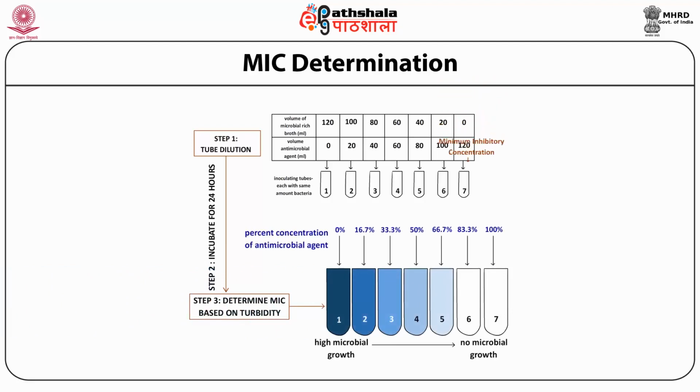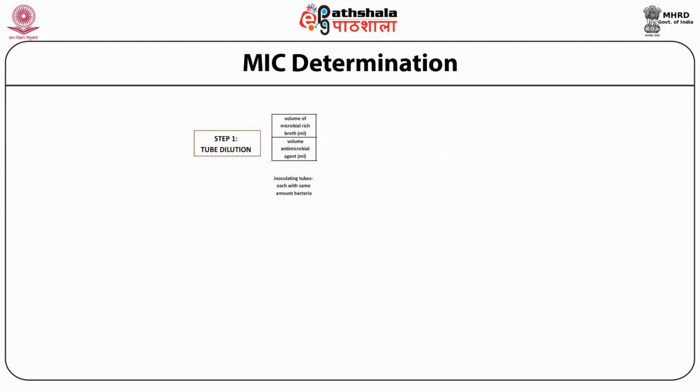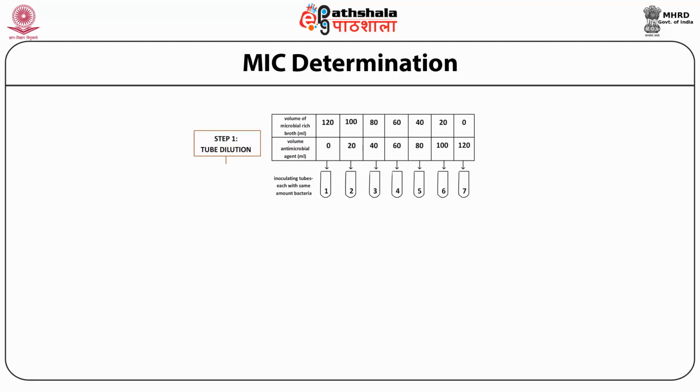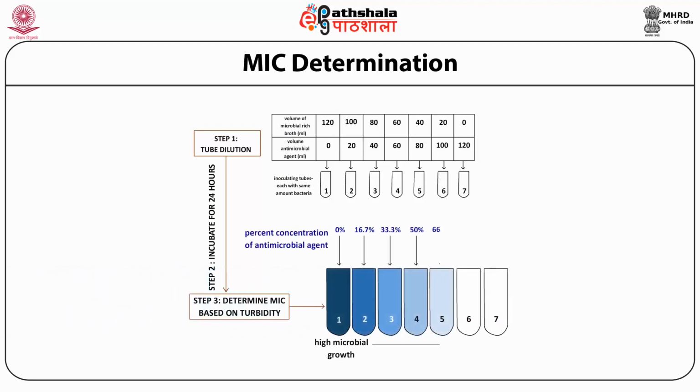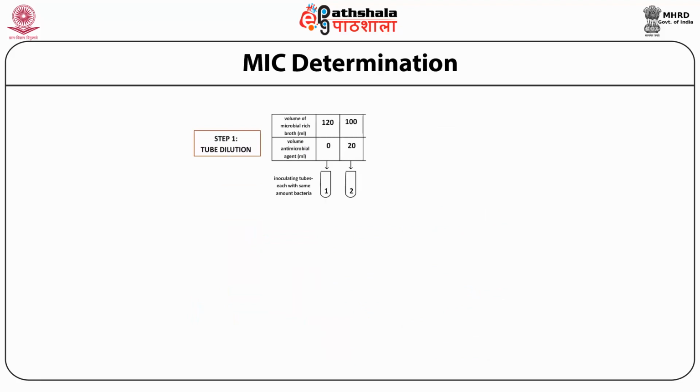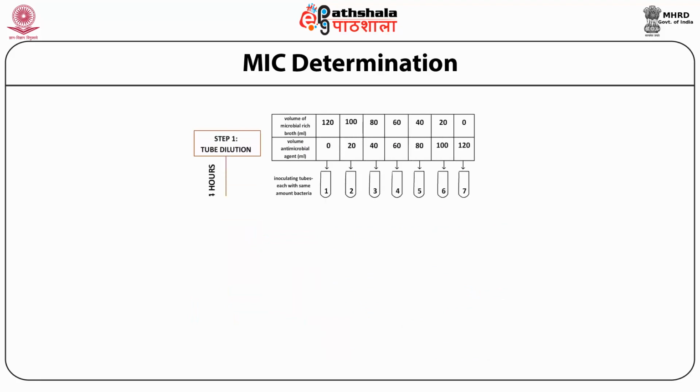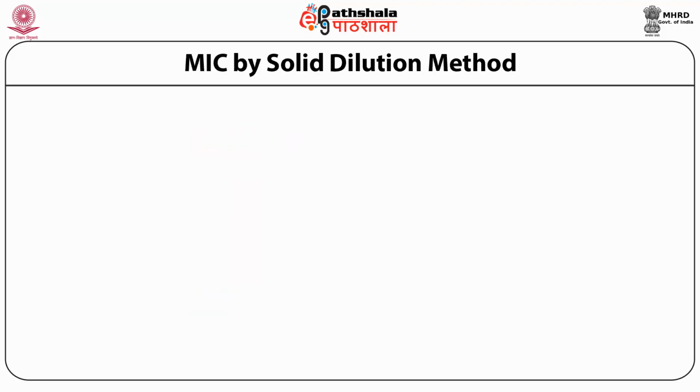Now you can see in the figure that at a concentration of 83.3%, there is no growth of bacterial cells. That means the MIC of the disinfectant is 83.3%. In tube number 6, you can find no growth, but in tube number 5, you can find growth. That means the MIC of the disinfectant is 83.3%.